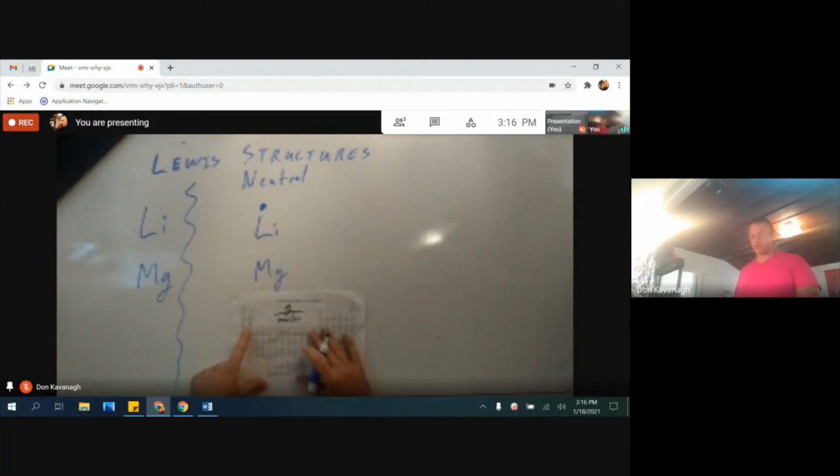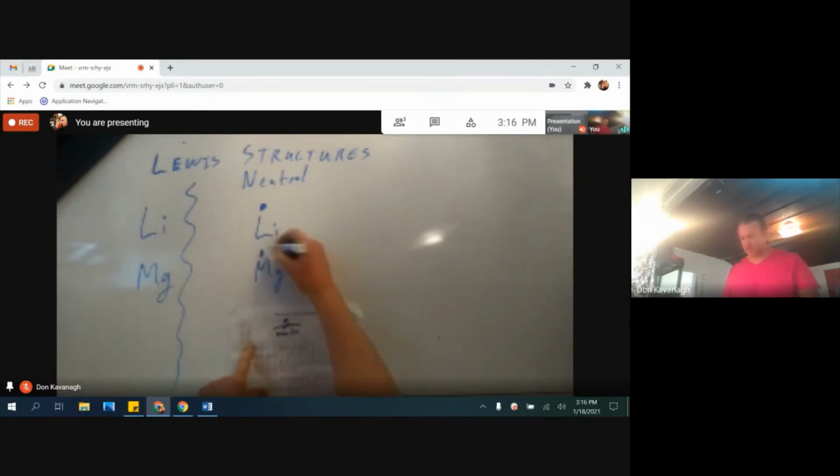Finding magnesium on the periodic table, it's in the third row, second column over. Being in the second column, there's uno, dos valence electrons. So I'm going to put two dots to represent the two valence electrons. Remember that electrons are negatively charged, so spreading them makes sense.